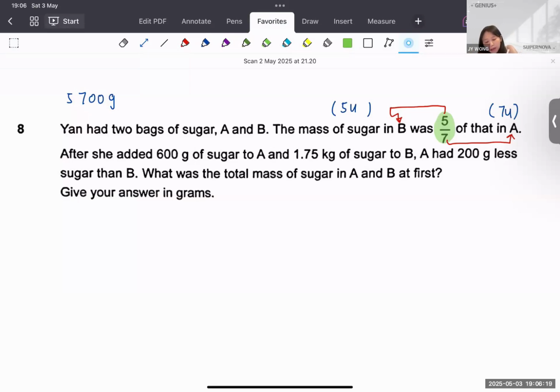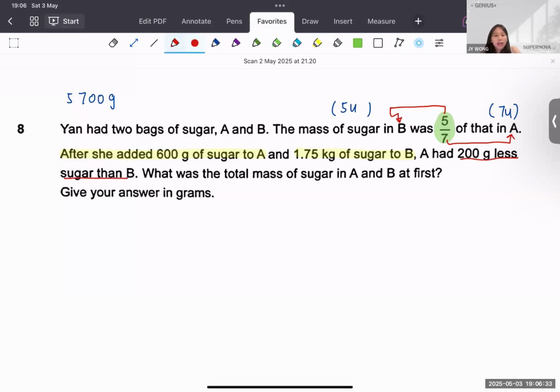Now, next part. After she added 600 grams of sugar to A and 1.75 kg to B, A had 200 grams less than B. So if you can see, this question is actually a special type of question that always happens in prelim, PSLE, in school papers. It is the favorite question that you will see that is tested all the time. It's actually called your BCA, before, change, after.